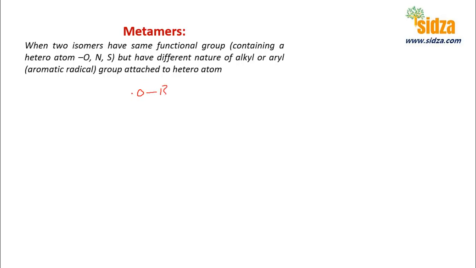Ethers have a general formula of ROR, and the functional group here is oxygen. Now let's take an example of the ether, CH3CH2OCH2CH3. Here you have two ethyl groups on the two sides of this oxygen, right? So this is the ethyl group, this is another ethyl group.